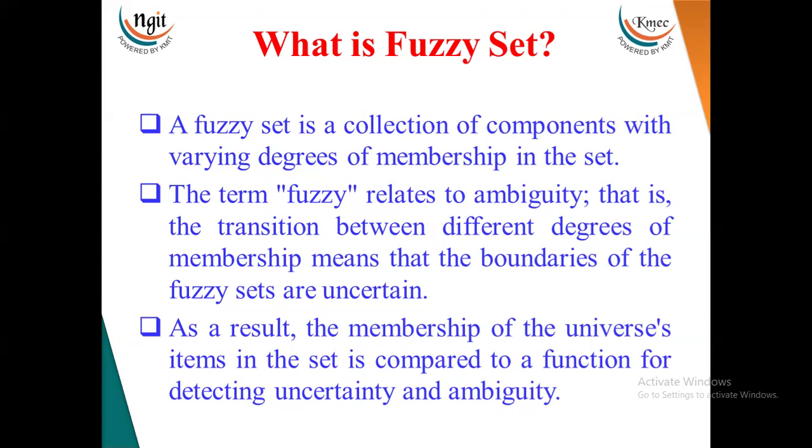The membership functions will be used for detecting uncertainty and ambiguity. Already I told you that all the ambiguous data can be handled with the help of soft computing. So fuzzy set is one of the technologies or domains to use for it. We will see in this chapter what is meant by fuzzy set, how to create a fuzzy set, what a membership function is, and how many types of membership functions there are.